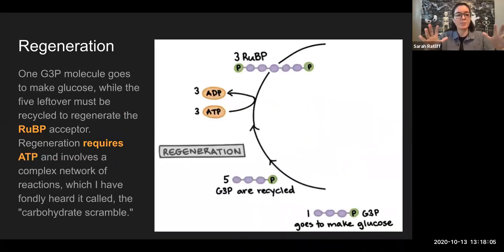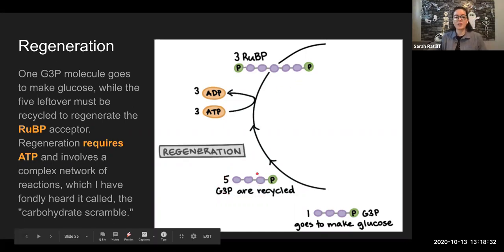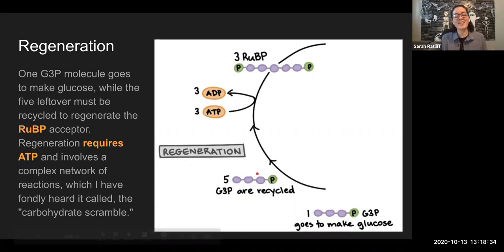All right, this last step called regeneration. So in our cycle, we're going to have to regenerate some stuff so we can start the cycle all over again. Here's where it's going to happen. So now we're left with our 5 G3Ps because one of them left to become glucose. That's not useful for this cycle. But now we're left with 15 carbons. So we have 5 of these 3 carbons, 5 times 3 is 15. So we have 15 carbons left over.